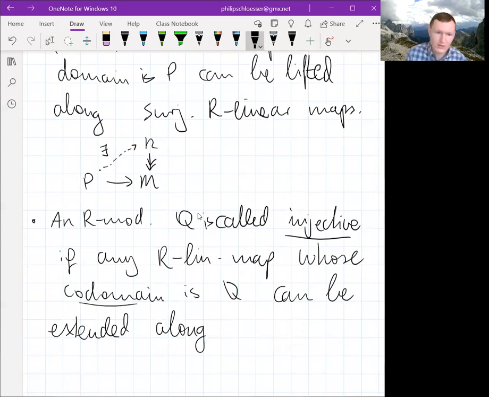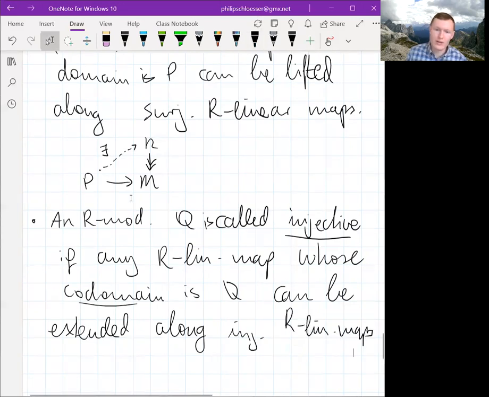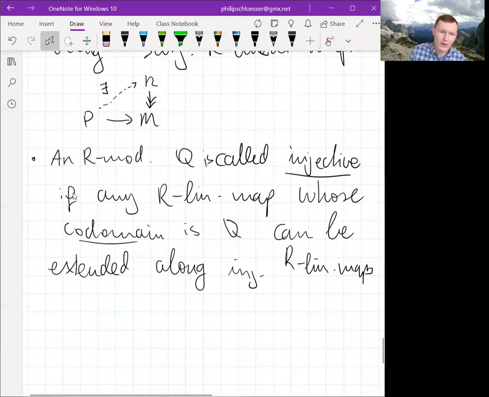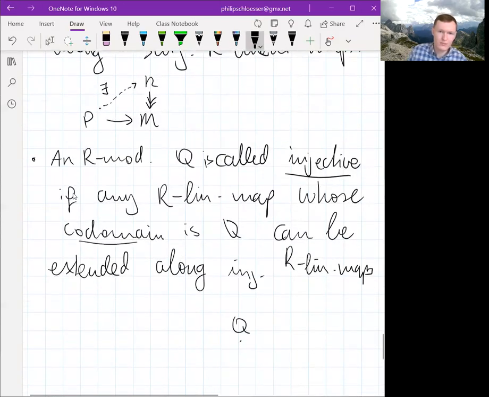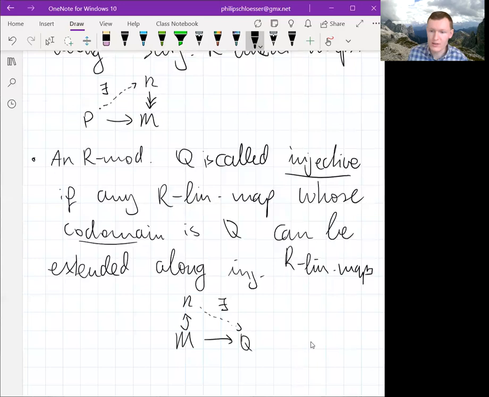Along injective linear maps. In diagrams, we have our module Q, maybe a bit lower. And we have any kind of R-linear map from M into that thing. And then we have an injection from M into N. And we can extend this R-linear map.